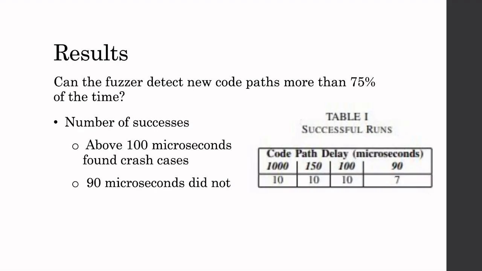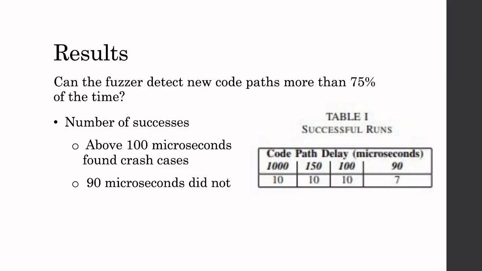So, for the results, can the fuzzer detect new code paths more than 75% of the time? The answer is yes, when the code path takes 100 microseconds or above. As you can see from the chart here, the number of successes for 1000 microseconds was 10 successes out of 10 runs. 100 microseconds, also 10 successes out of 10 runs. 90 microseconds did not. 90 microseconds only had 7 successful runs out of 10.